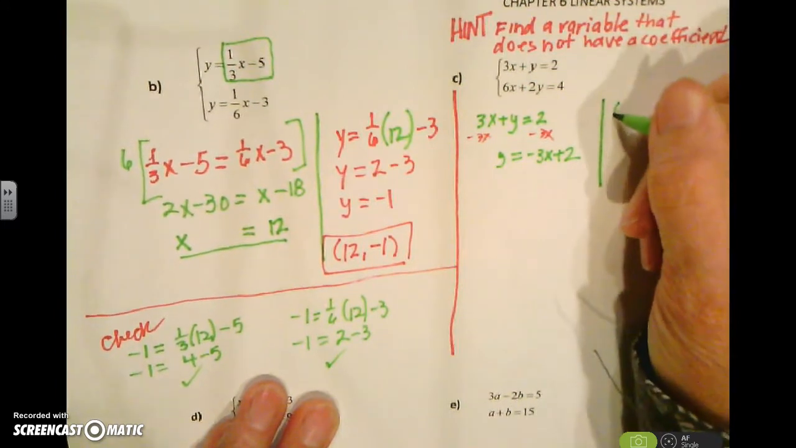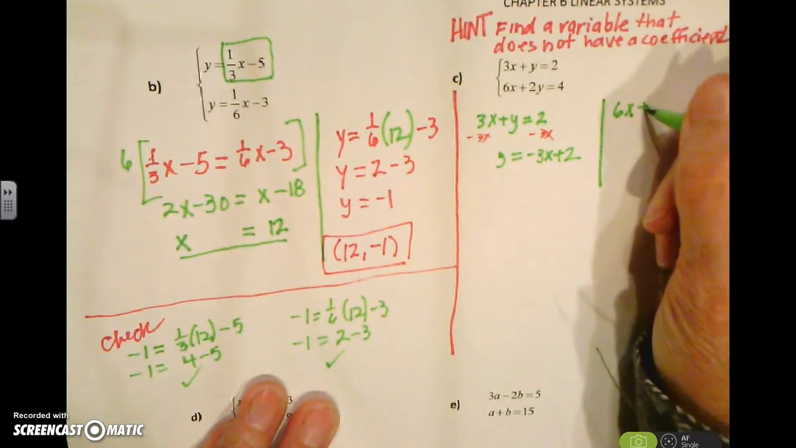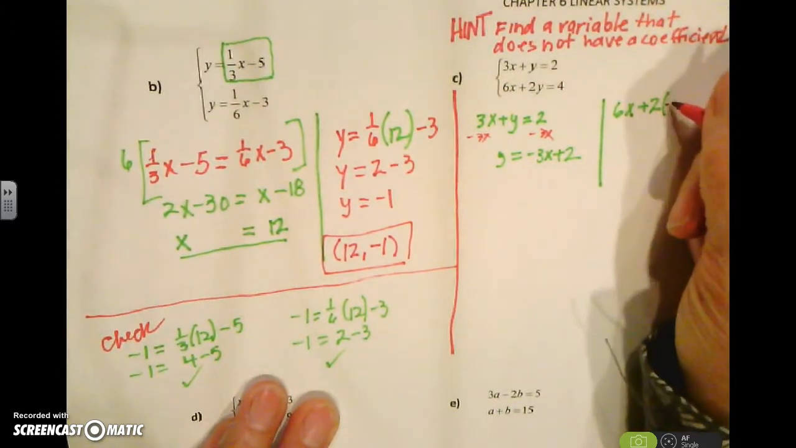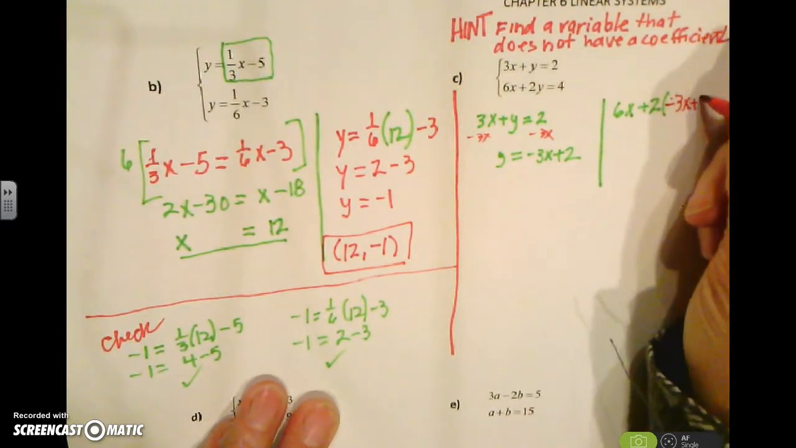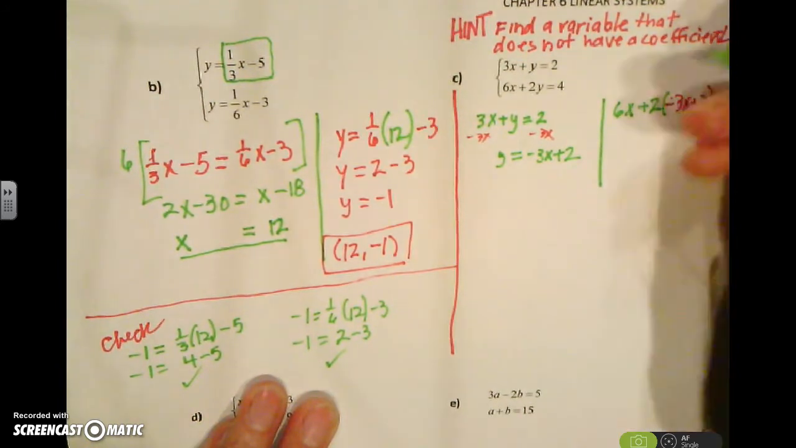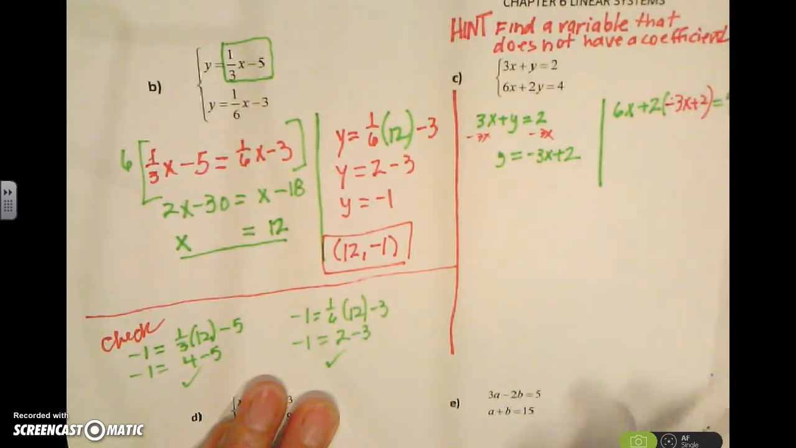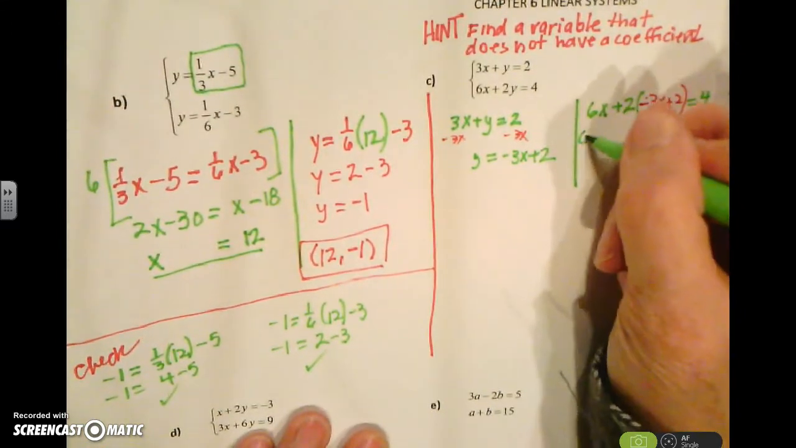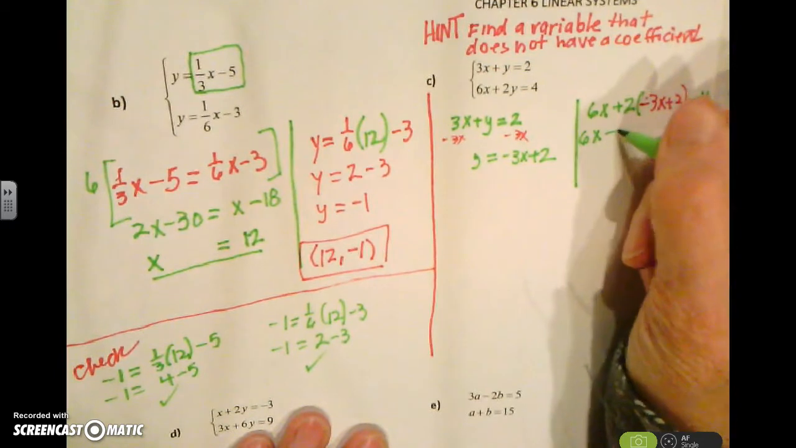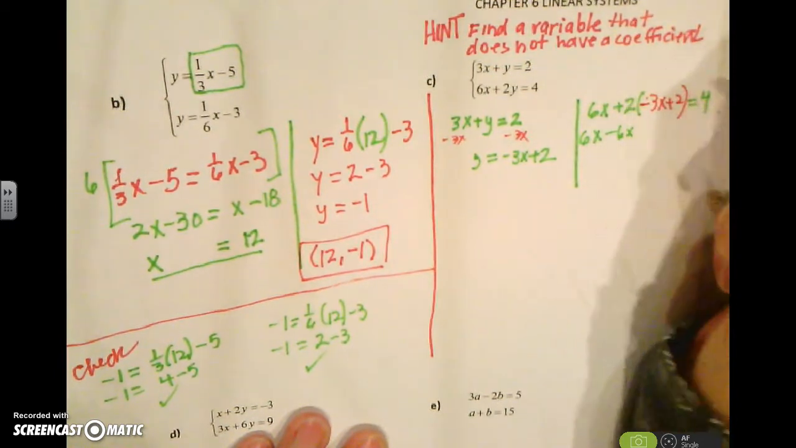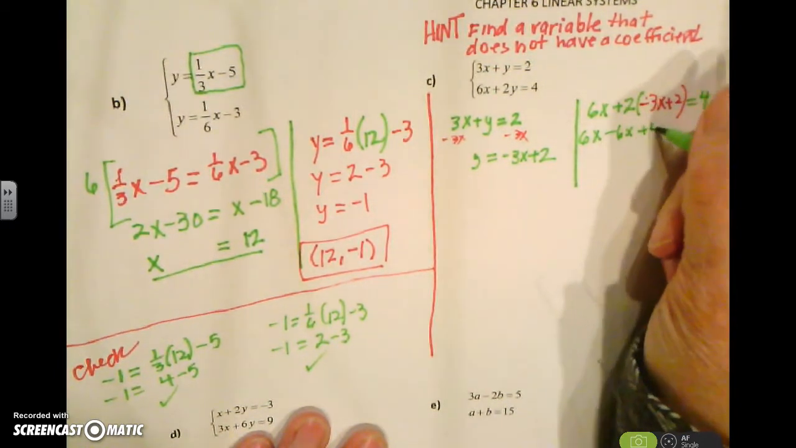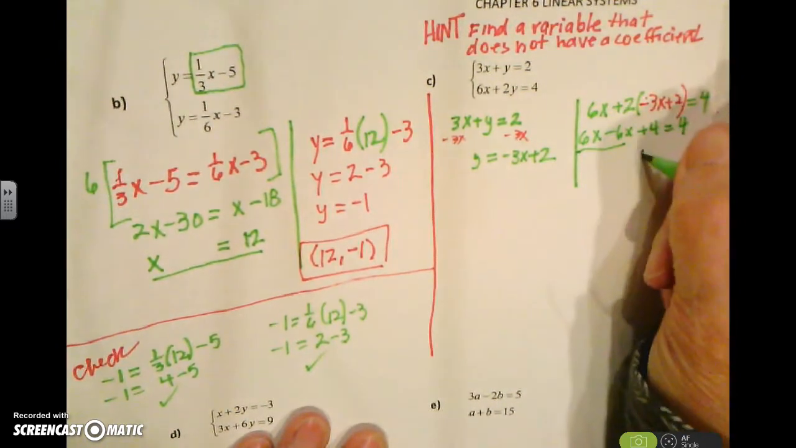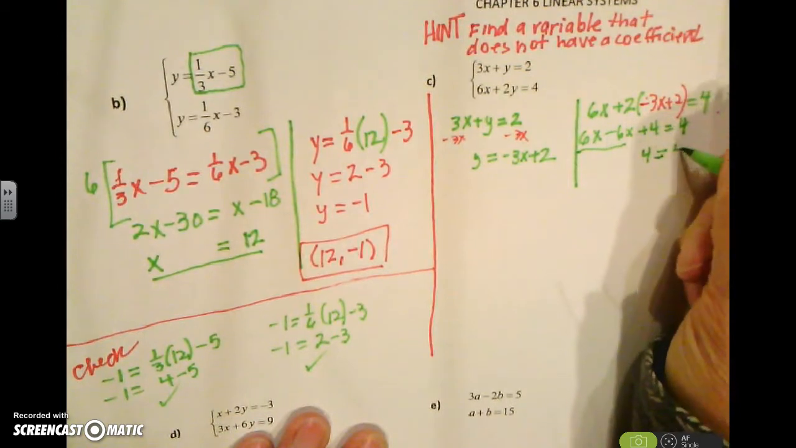So I'm going to have 6x plus 2 times, now in place of the y, I'm going to put negative 3x plus 2, and then I have equals 4. All right, now solve it. So I get a 6x, distribute, minus 6x, and plus 4 is equal to 4. Combine terms, so I see I end up with 4 is equal to 4.